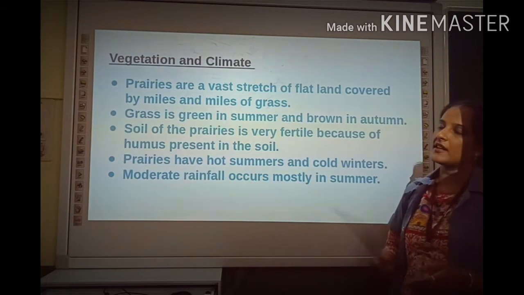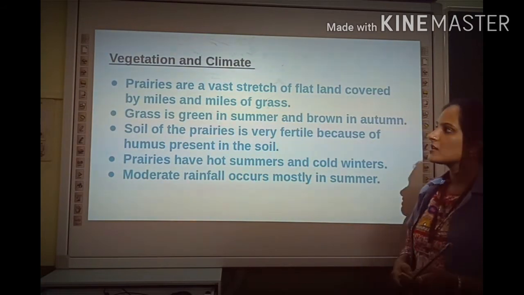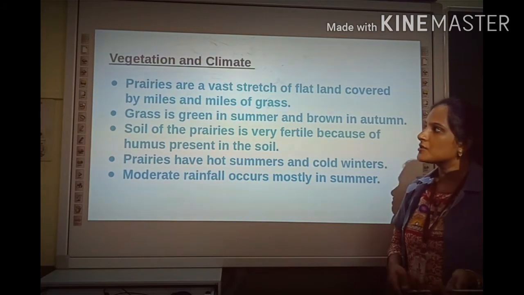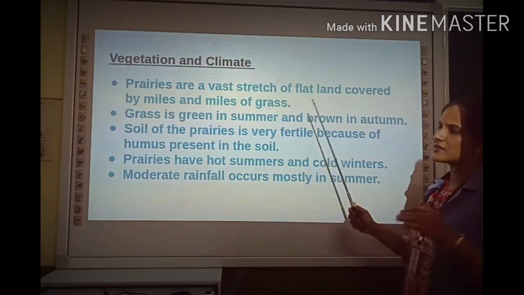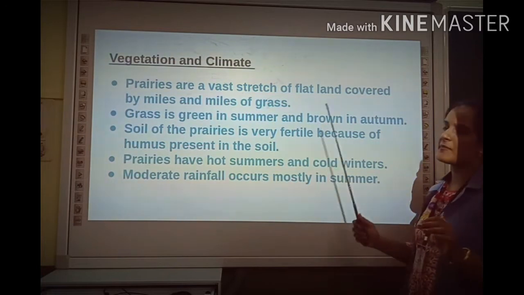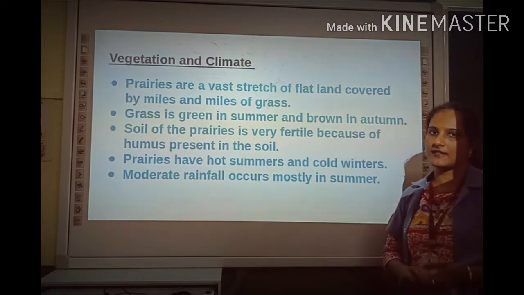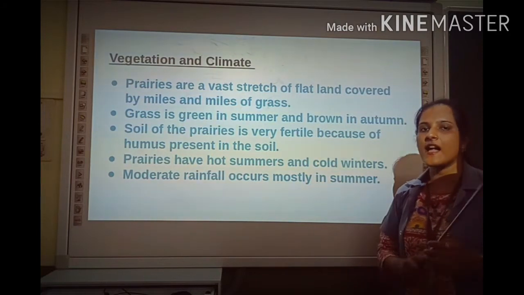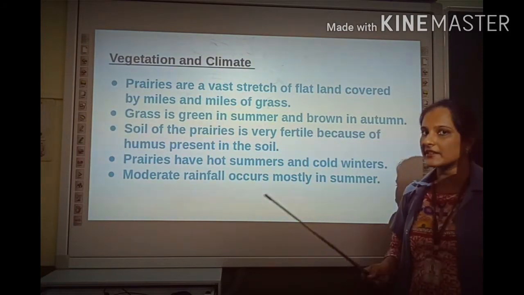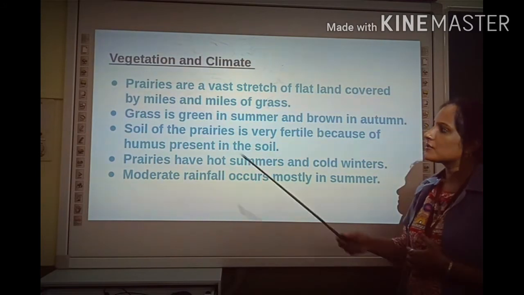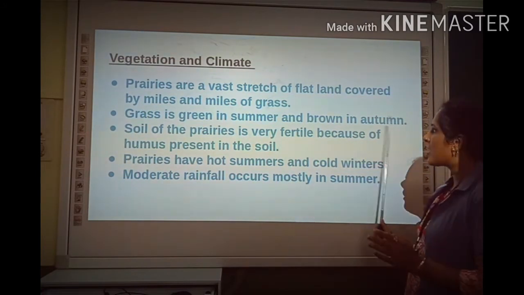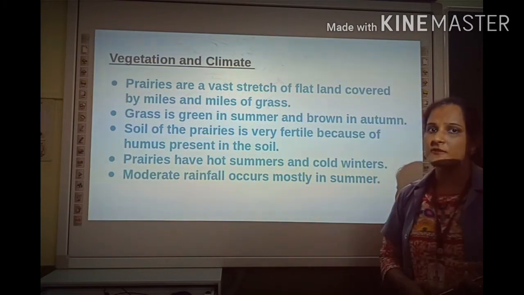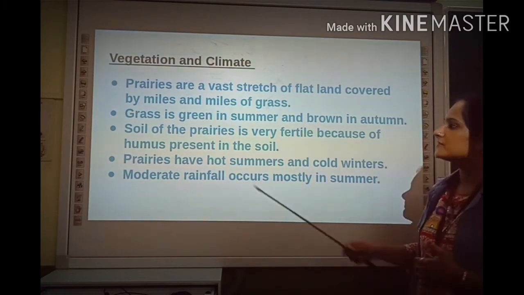Now, vegetation and climate. Which kind of vegetation and climate is there? See, prairies are a vast stretch of flat land covered by miles and miles of grass. It means the land full of grass. The grass is green in summer and brown in autumn. Which season is called autumn? When trees shed their leaves.